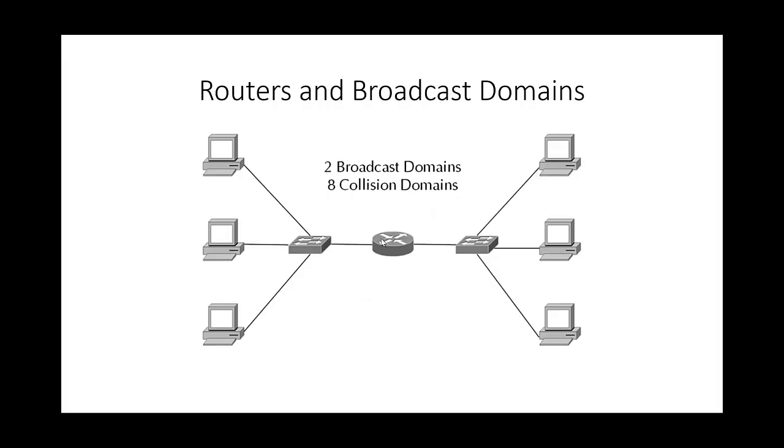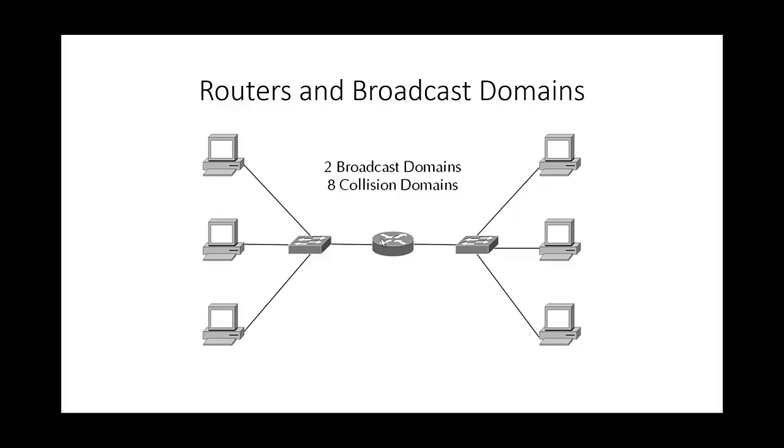On the screen here you can see how a router has been used to create more than one broadcast domain. Note that each switch has 4 active ports, including the port attached to the router. If each port is configured for full duplex transmission, which is the default mode, then there are a total of 8 collision domains.